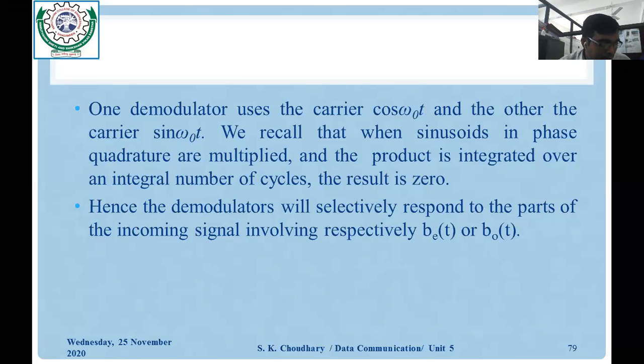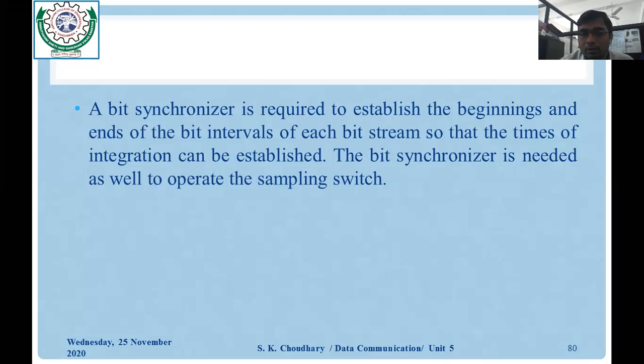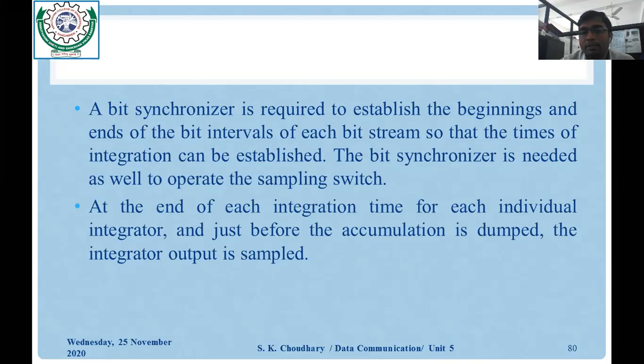So the demodulator will selectively respond to the parts of the incoming signal involving b_e(t) and b_o(t) respectively, meaning even and odd signals only. At the end of this diagram, we can see a bit synchronizer is required to establish the beginnings and ends of the bit interval of each bit string, so that the times of integration can be established. The bit synchronizer is needed as well to operate the sampling switch. You can see in the diagram a sampling switch is used. The sampling switch plays the role of the bit synchronizer, which we have also learned in the case of BPSK signal receiving.